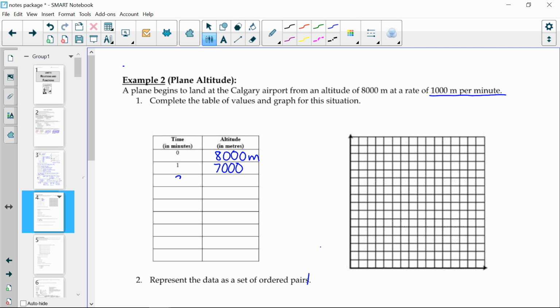So after 2 minutes, it's going to be 6,000. After 3 minutes, it's going to be 5,000. After 4 minutes, it's going to be 4,000. After 5 minutes, it is going to be 3,000. After 6 minutes, it's going to be 2,000, and so on and so forth.